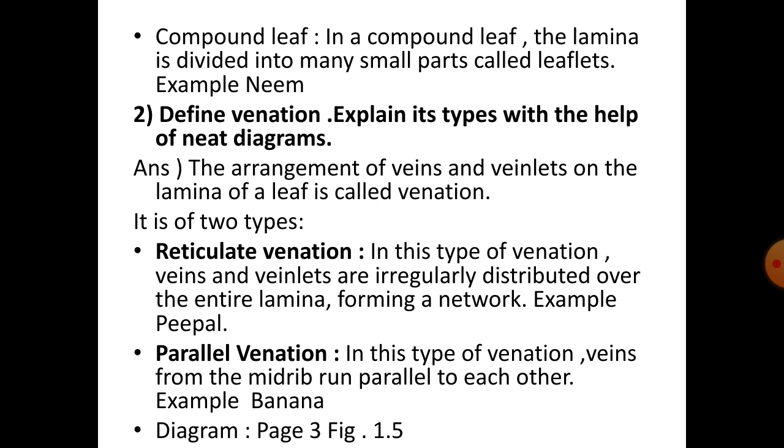Question 2. Define venation. Explain its types with the help of a neat diagram. The arrangement of veins and veinlets on the lamina of a leaf is called venation. It is of two types.